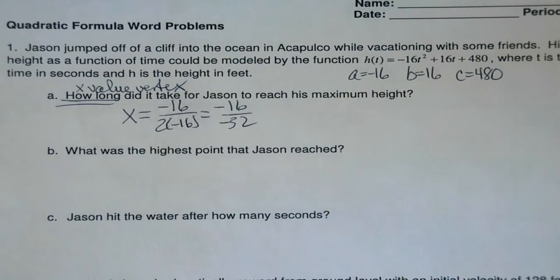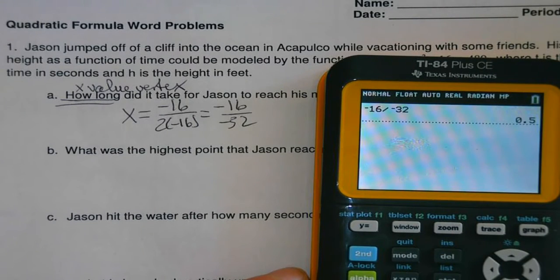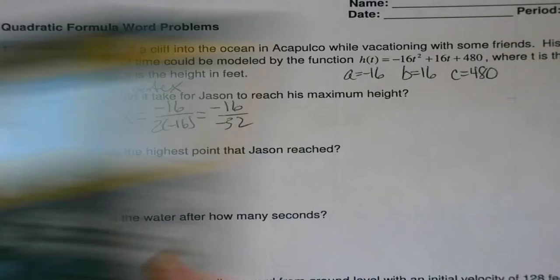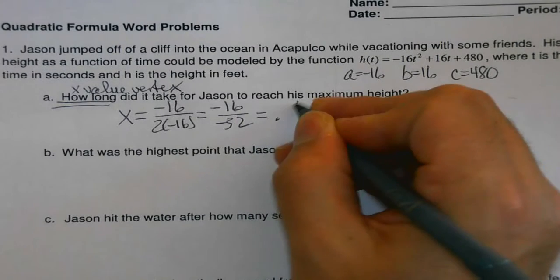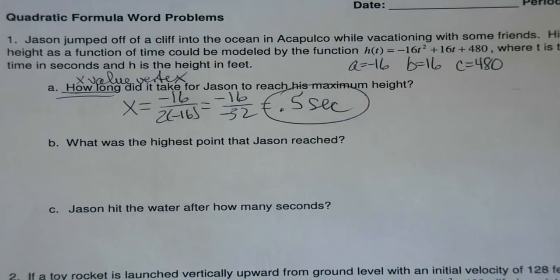People look at this, and their brains, for some reason, tell them that negative 16 divided by negative 32 is 32 divided by 16. It is not. The larger number is down below, so it's a half, or 0.5. 1/2 of 1 second. That didn't take very long.